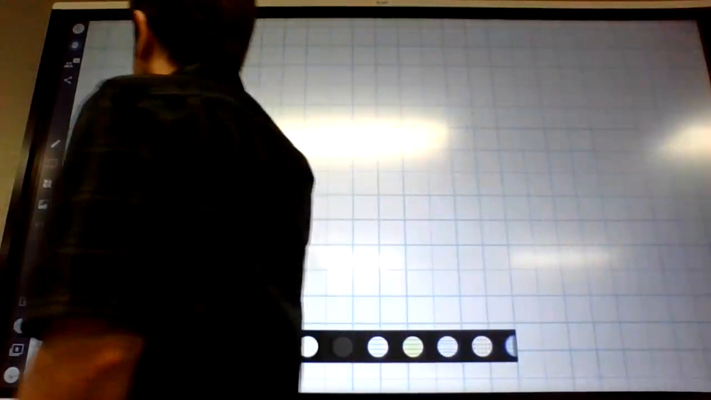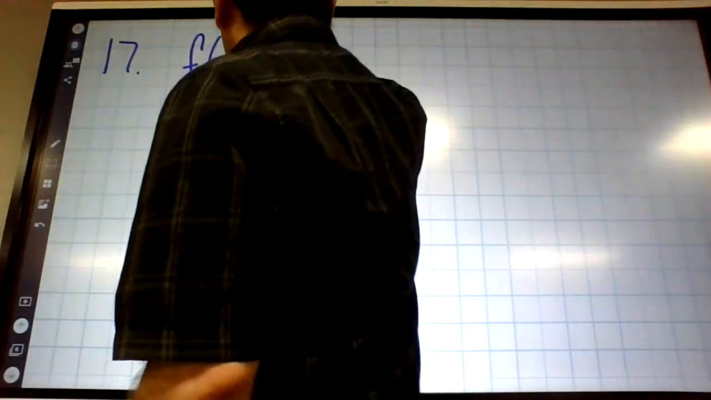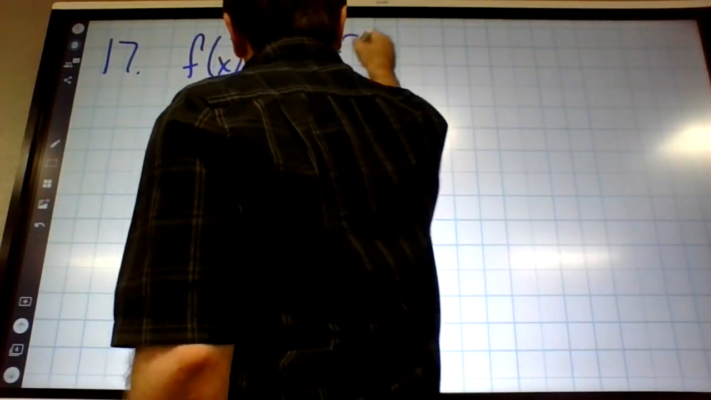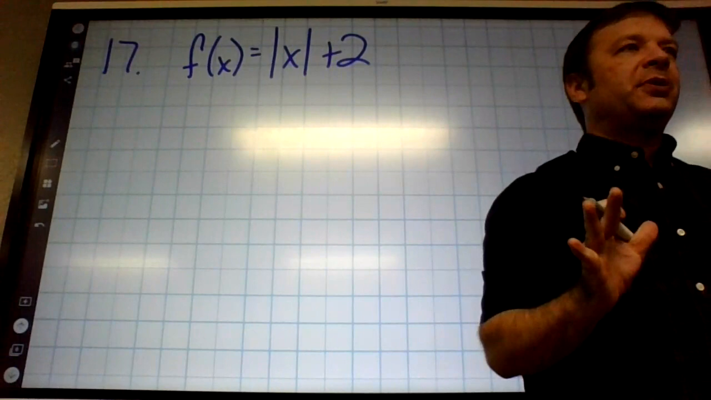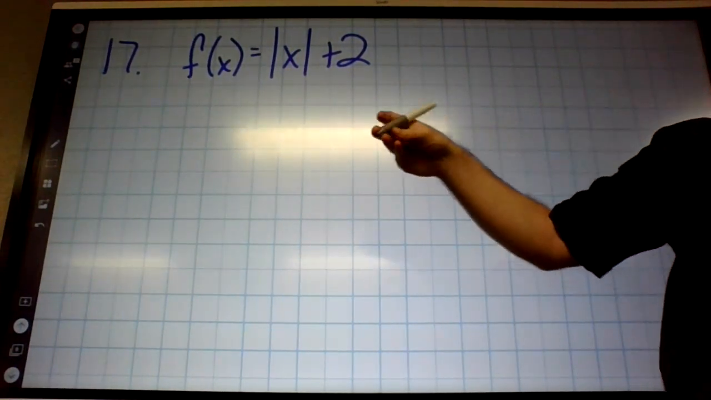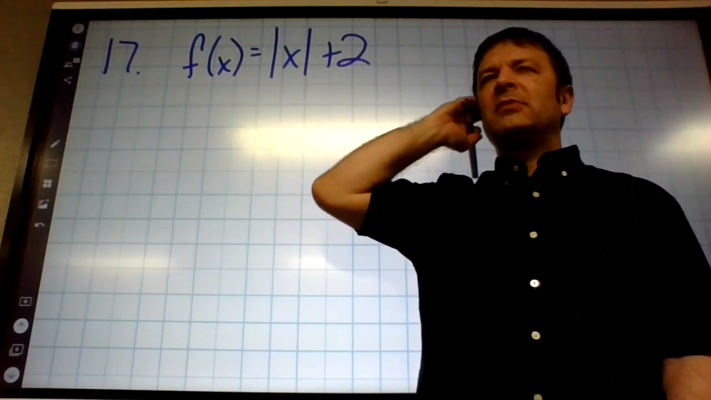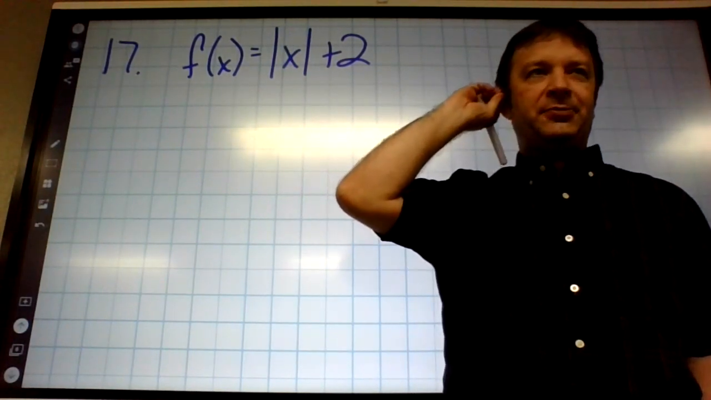Okay, so number 17 says f of x equals absolute value of x plus 2. All right, do you guys recall what the absolute value graphs looked like? They look like a V. You guys remember that? Yep.